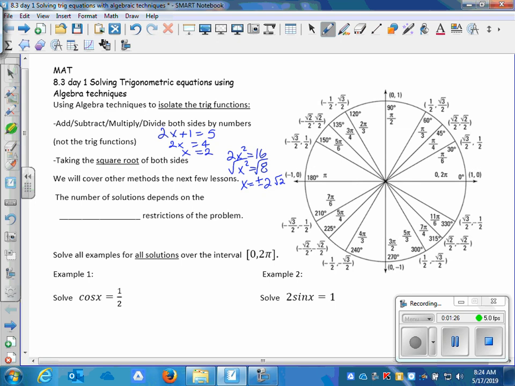Here's the catch though. We've got 4 quadrants that we're working with, and so there's possibilities of maybe 4 answers, maybe 2, maybe none, maybe 1, maybe 3. So you can have anywhere between 0 and 4 solutions. The number of solutions is going to depend on the domain restrictions of the problem.